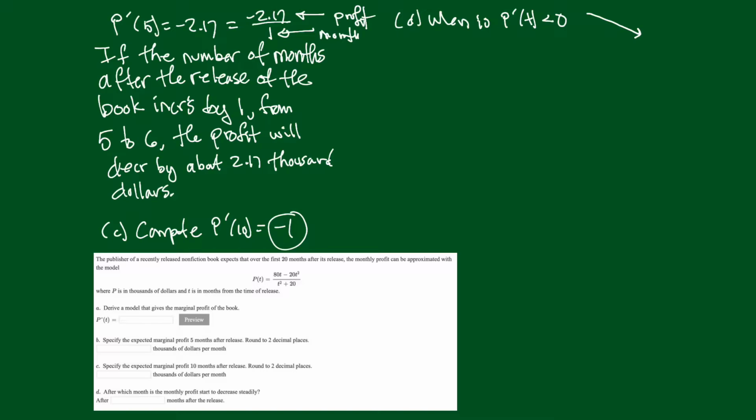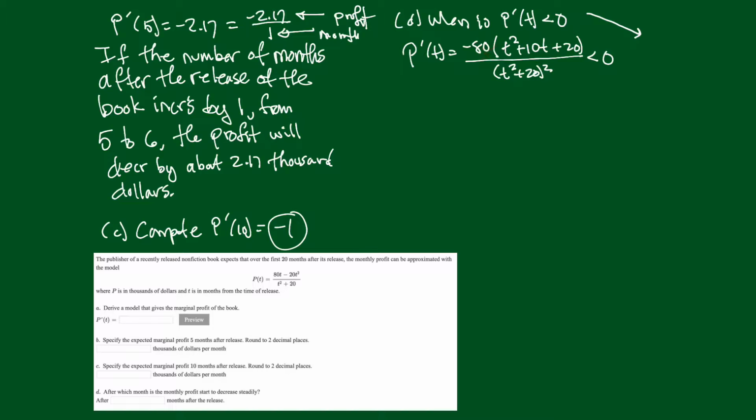So we want to know when is P prime of t negative, which is equal to, remember what we got for our P prime? It was negative 80 times (t squared plus 10t plus 20) all over (t squared plus 20) squared. When is that going to be negative? So here's what has to happen. Look what we've got. The denominator in this fraction is always positive, because you're squaring something.